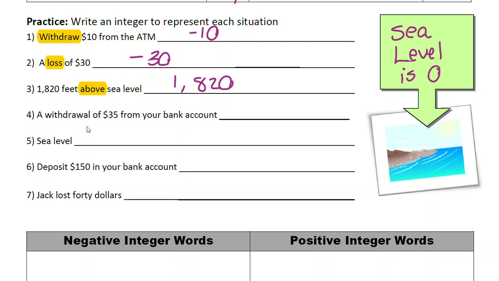And I'm going to skip down to number 5. I have sea level here, and I know sea level is exactly 0. So what I want you to do is I want you to pause. I want you to do 4, 6, and 7 on your own. And when you're ready, unpause the video so you can check your work.